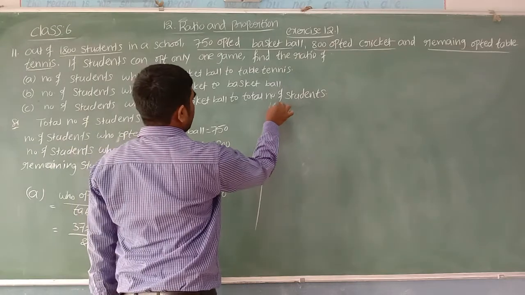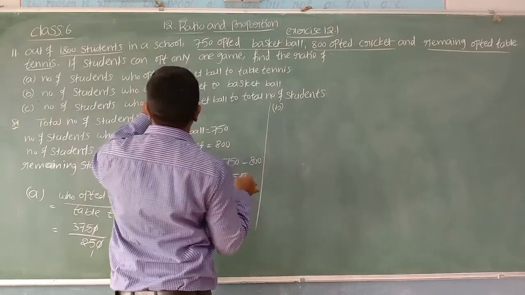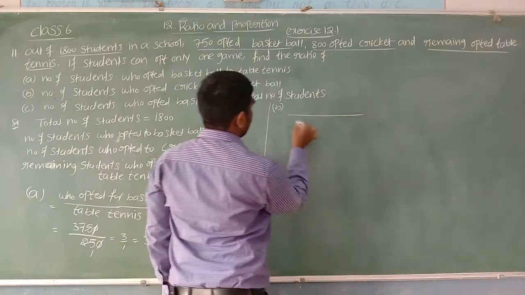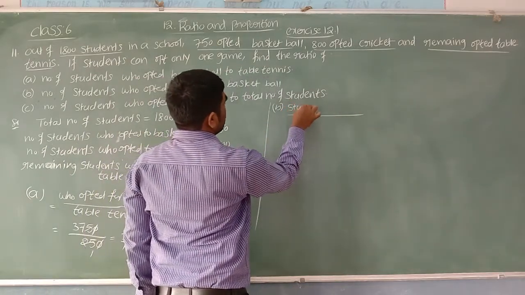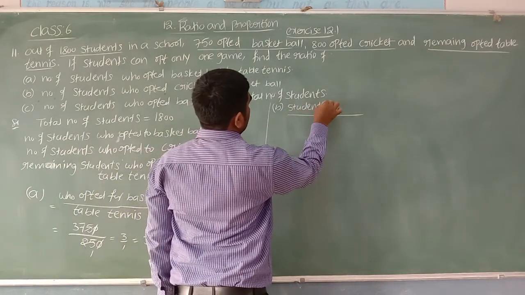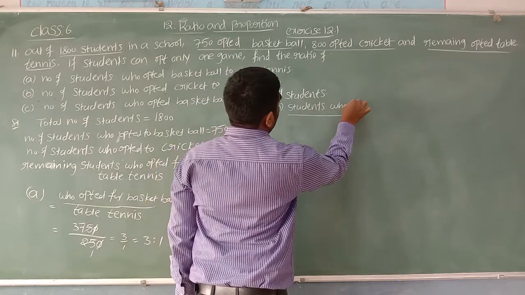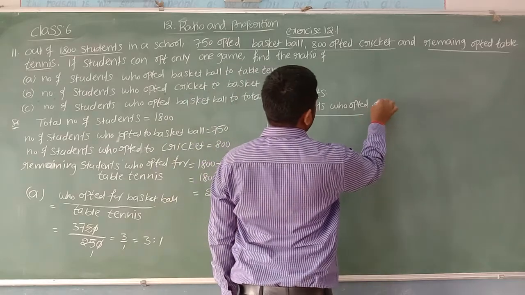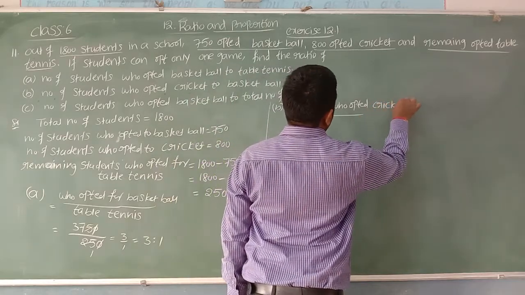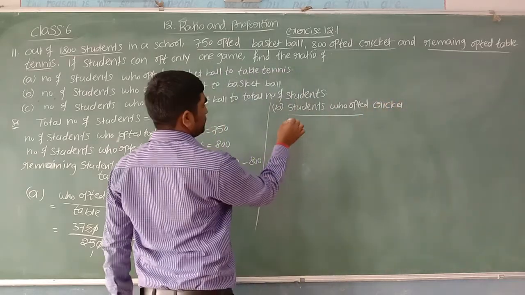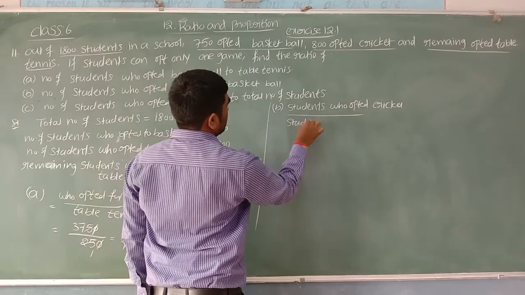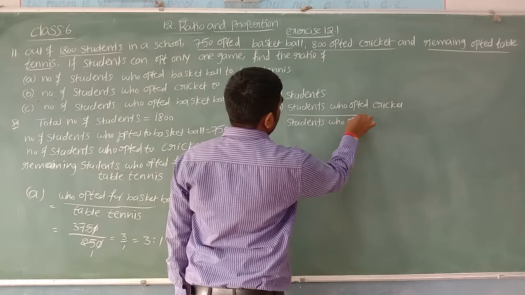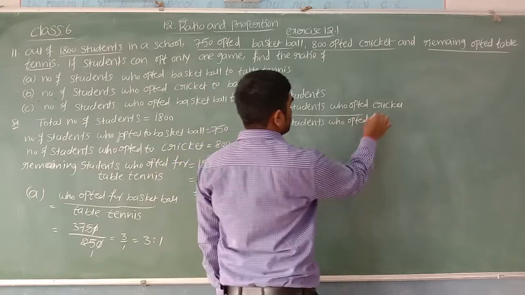So B bit, they said find the ratio of the number of students who opted for cricket to basketball. So we can write here: students who opted cricket to students who opted basketball.